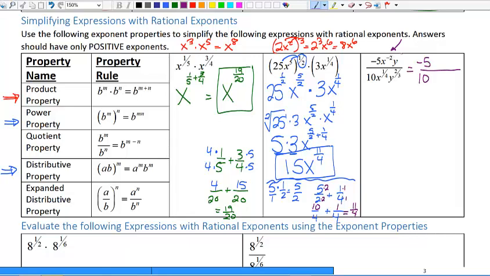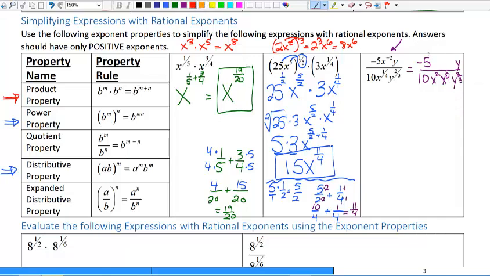The negative on the exponent of 2, that's not happy where it's living. It's going to move downstairs. Y to the 1 stays upstairs. In the denominator, 10 stays downstairs. X to the positive 1/4 stays downstairs. And y to the positive 2/3 again stays downstairs.